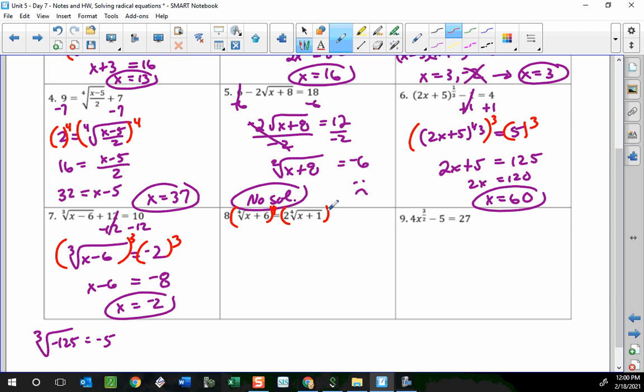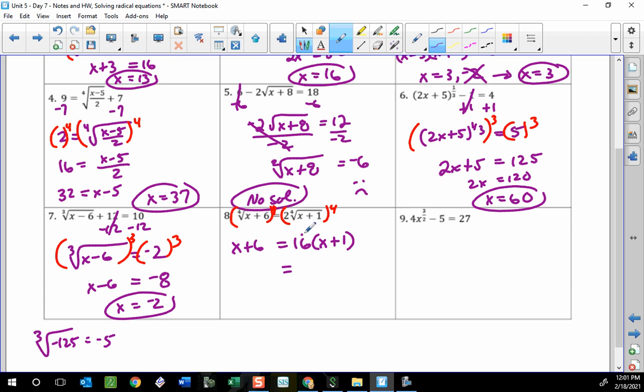Now when you do the fourth power, you have to make sure you do it on everything. So the left side just pops out x plus 6. But on the right side, we have 2 to the fourth, which is 16, and then x plus, this radical fourth root of x plus 1 to the fourth pops out x plus 1. So I'm going to put some parentheses to protect it, because 16 has to multiply by that. All right, let's multiply this out. I get 16x plus 16, I get x plus 6.